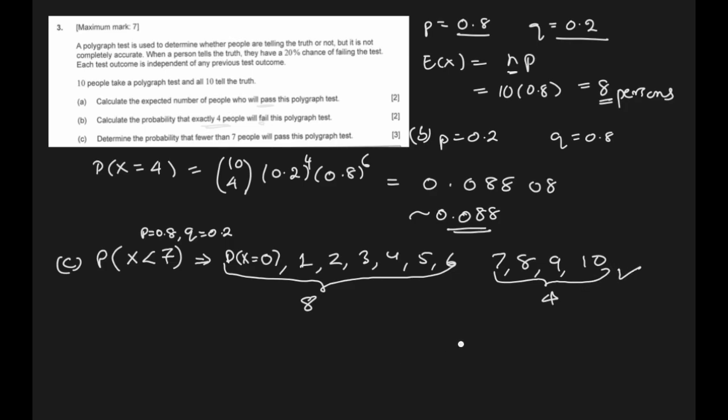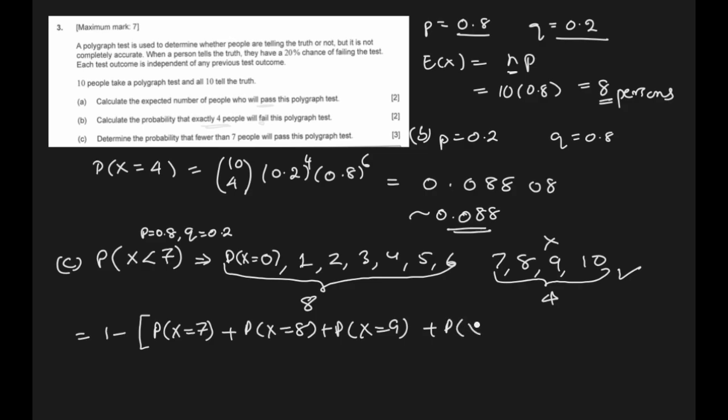So I'll prefer to calculate these 4, and because we don't want them, we'll make them 1 minus. So what I mean is this: 1 minus the probability that 7 people pass the test. They're saying fewer than 7, but I'm saying 7. Probability that X is 8, probability that X is 9, probability X is 10. These 4 I will calculate, but since we don't want this, I will subtract it from 1 and I'll get it.